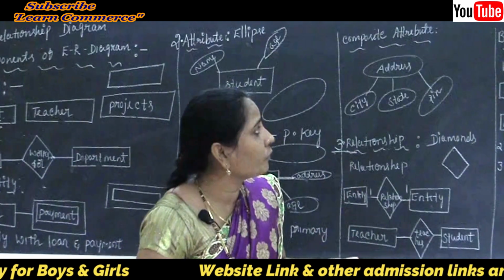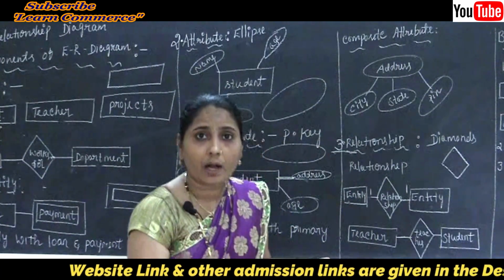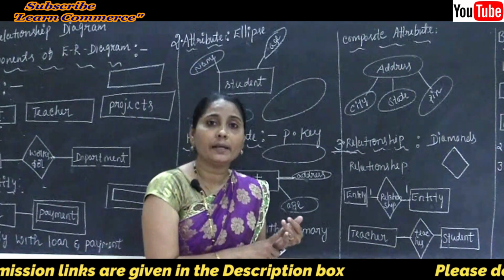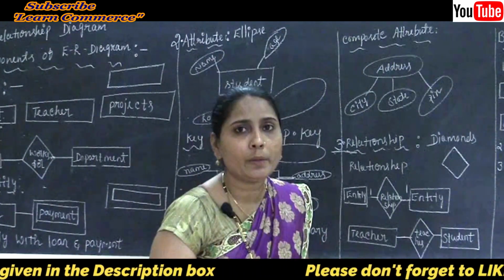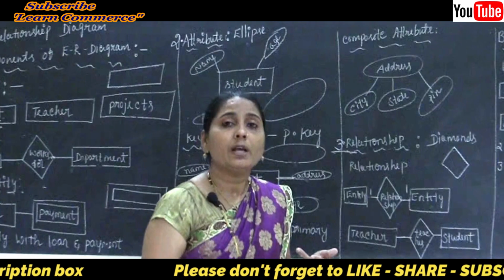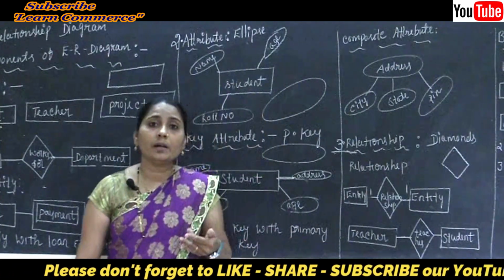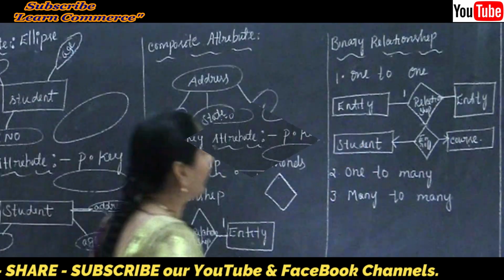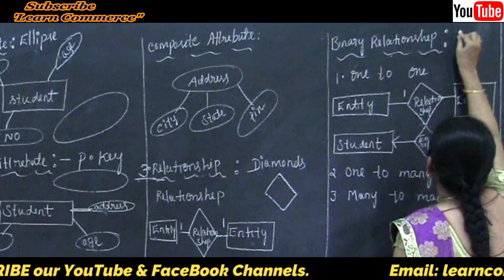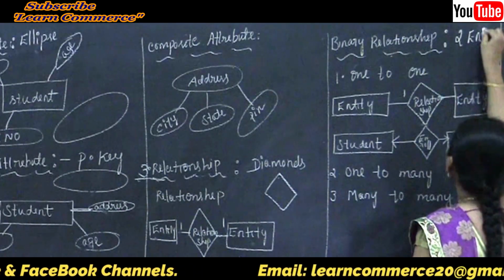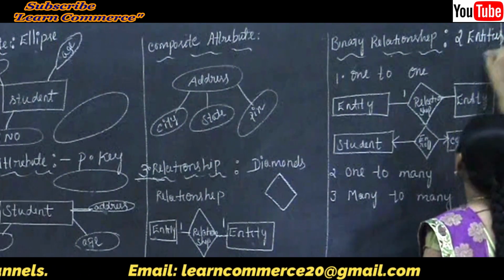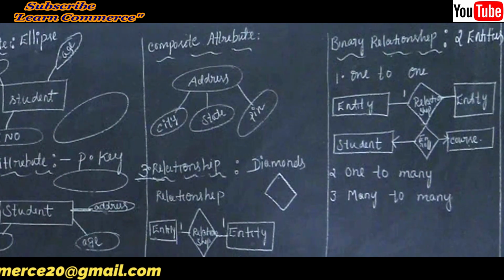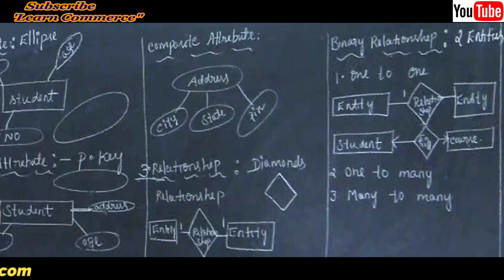Now I already said about this one. Some of the types of relationship are binary relationship, recursive relationship and ternary relationship. So what do you mean by a binary relationship? We can say that it is the relationship that exists between two entities. That means any relationship that exists between two entities, between two tables, is called the binary relationship.